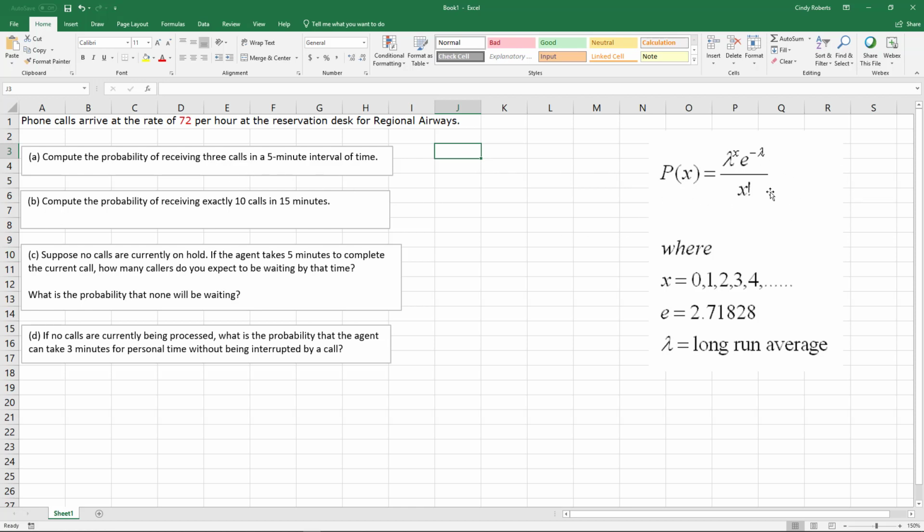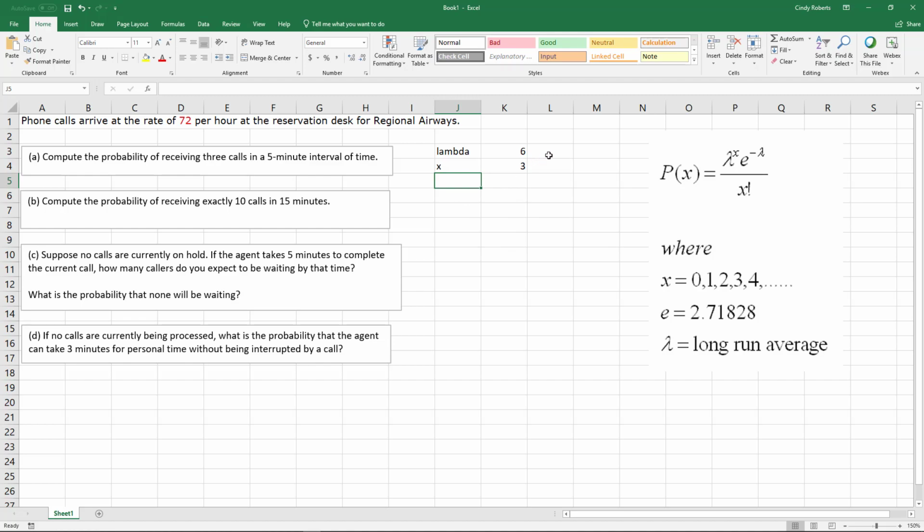So to do this, looking at the formula over here, I see a lambda. That's lambda, which would be my expected value, my mean. In this case, I would expect 72 per hour within a 5-minute interval, so I have to convert my minutes to hours so I have the same units. Then I'm asked the probability of receiving 3, so that's the value of my random variable. E is just the number e on your keyboard.